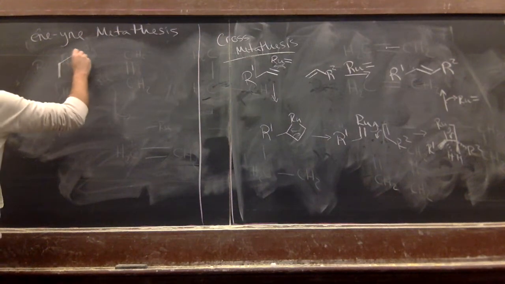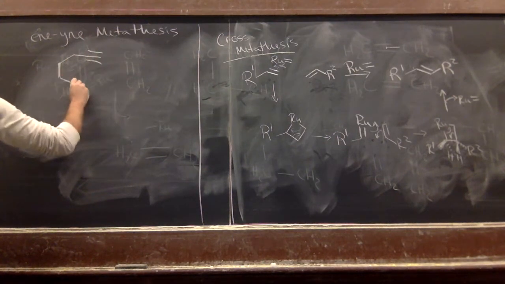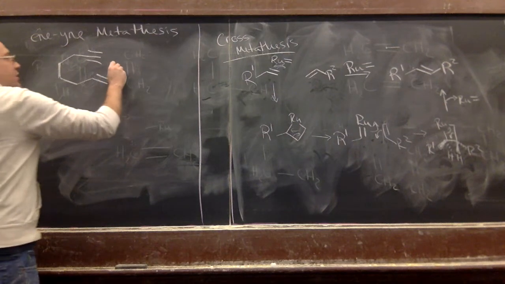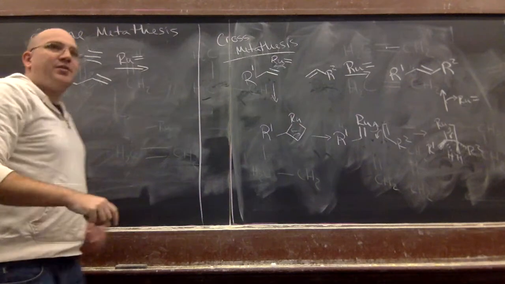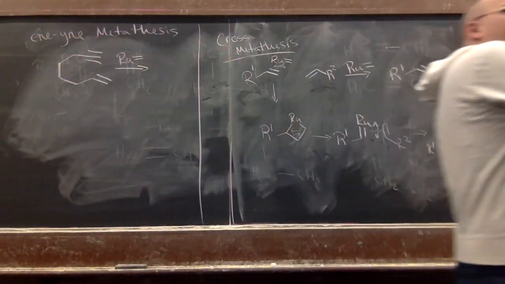Let's talk about it. Let's try to go through it. Let's try to reason it. Here's a ring closing enyne metathesis. Let's spend a little bit of time. It's a little bit more challenging. I'll give you guys a little bit extra time on this one.